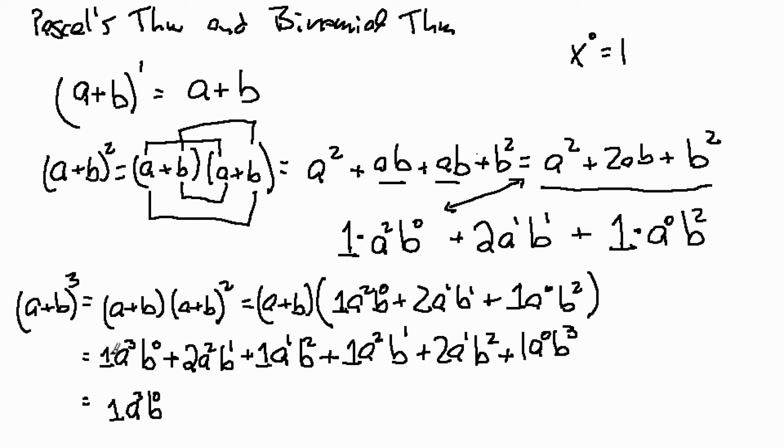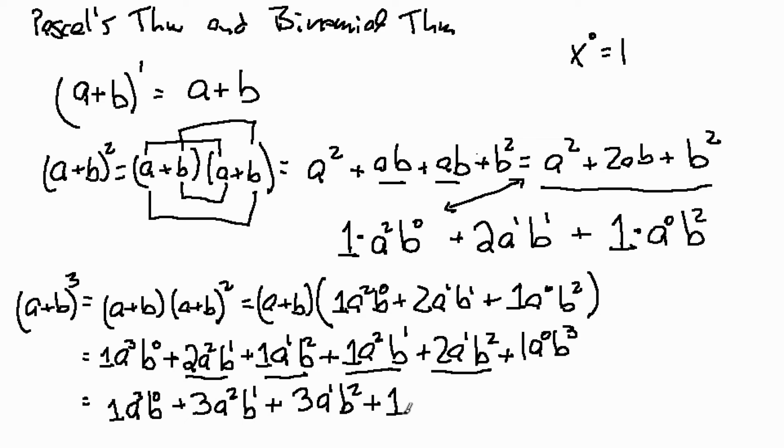And now what I want to do is collect the terms where I have an a squared b to the first. So I have one there, and it looks like I have one there. So that's going to be plus 3 times a squared b to the first plus, and now I'm going to collect the terms where I have an a to the first b squared. So there's one there, and there's one there, and I add the 2 plus 1. That gives me 3 a to the first b squared plus, and over here I get 1 times a to the 0 b to the third.